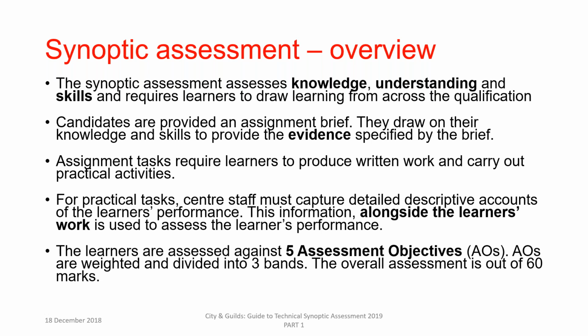The learners are assessed against 5 assessment objectives, or AOs. Each AO is weighted, which shows the importance of each skill in that subject area. For each AO, there are a certain number of marks that learners can achieve, divided into 3 bands. We'll go through an example of this later in the series.